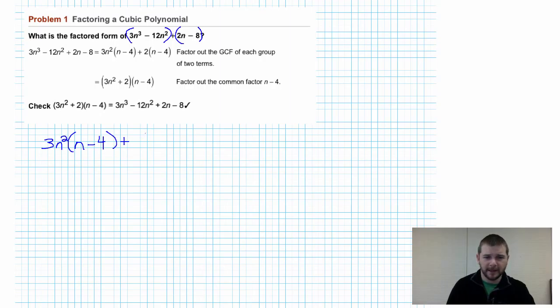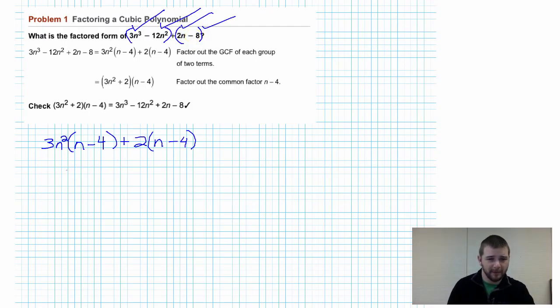Plus, greatest common factor of 2n and negative 8 looks to be 2. 2 times n minus 4 equals 2n minus 8. Excellent. A quick reference back to our originals. 3n squared times n is 3n cubed. Very good. 3n squared times negative 4 is minus 12n squared. 2 times n is 2n, and 2 times negative 4 is minus 8. Very good. Good to check your work as you go.